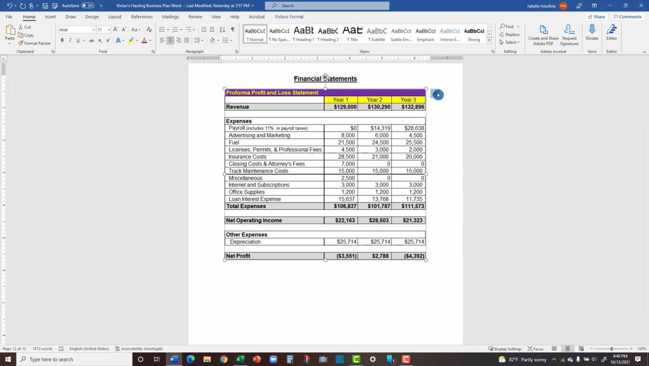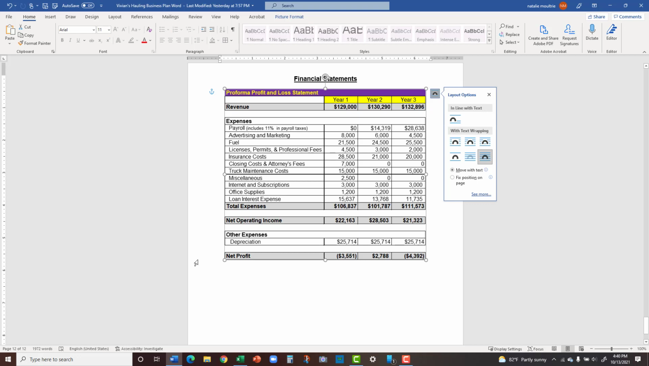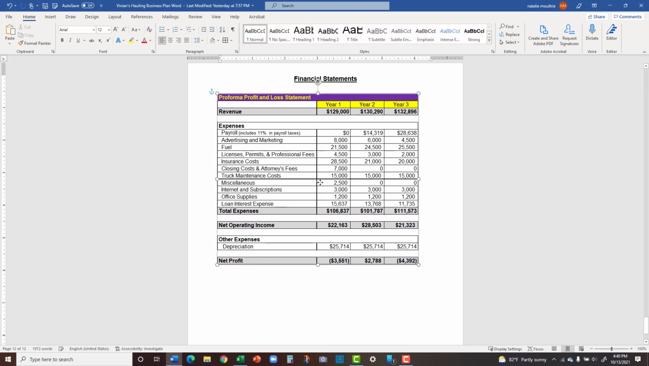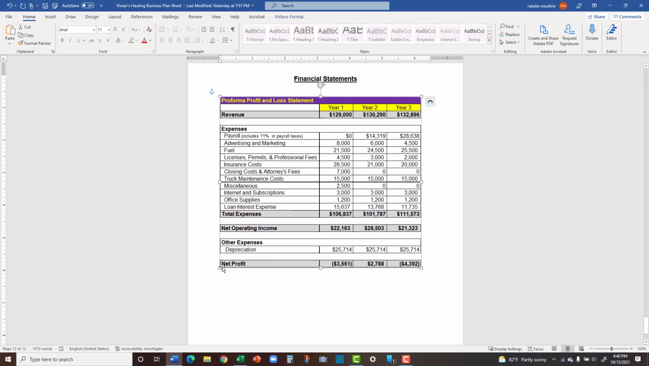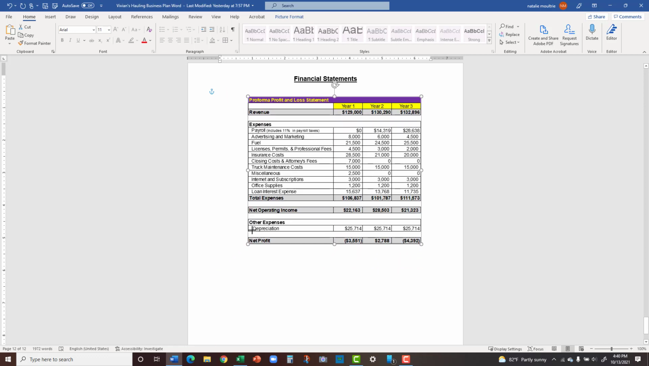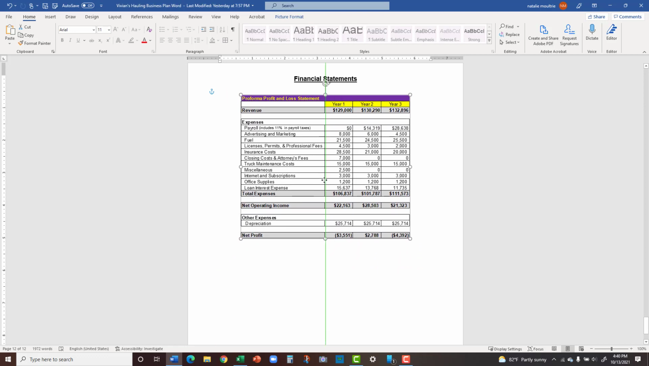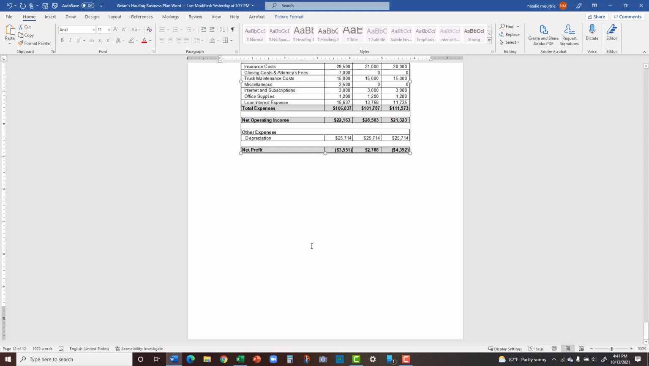Click on the picture, select the layout options, and select in front of text. Now, this will allow us to move the picture and also resize it. Let's make it a little bit smaller so that we can bring in our graph.